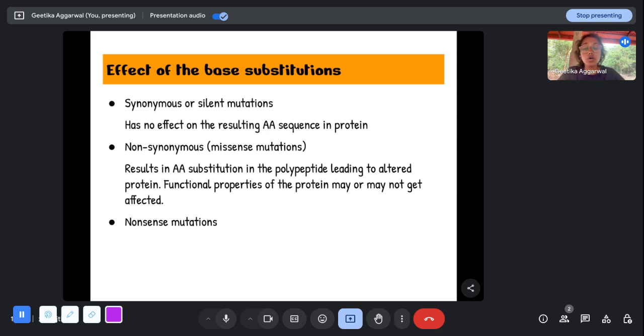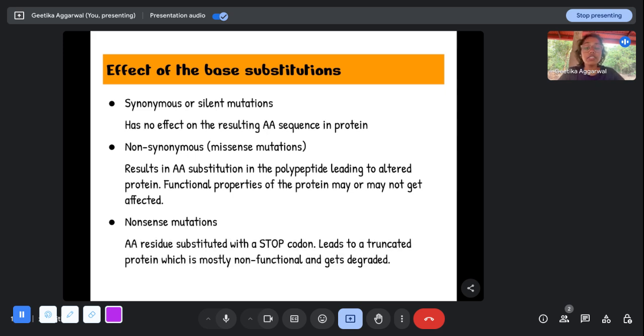Then there are nonsense mutations, which are ones in which the amino acid residue gets substituted by a stop codon. So the codon that was coding for a particular amino acid is now altered in a way that it is coding for stopping the formation of the polypeptide chain. It's been converted from an amino acid codon to a stop codon. So this leads to a truncated protein. अब क्योंकि translation stop हो गया है, it will lead to a truncated protein, and mostly a truncated protein will be non-functional, and that is why it will get degraded. It will be destroyed by the cell and cannot be used anymore.